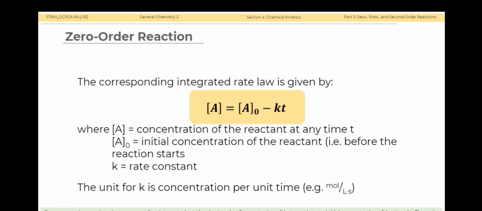For a zero-order reaction, the corresponding integrated rate law is given by concentration of A at any time equals initial concentration of A minus kt. The unit for k is concentration per unit time, for example, mole per liter second.